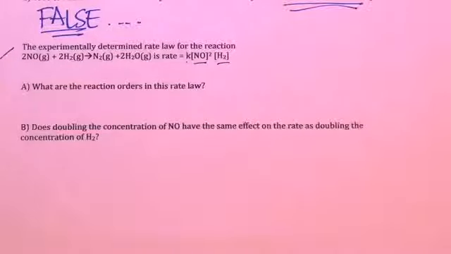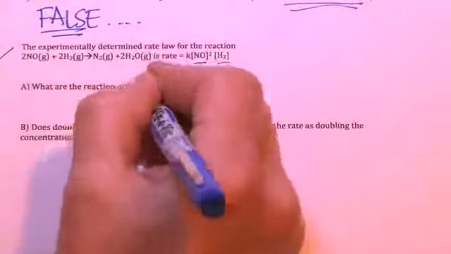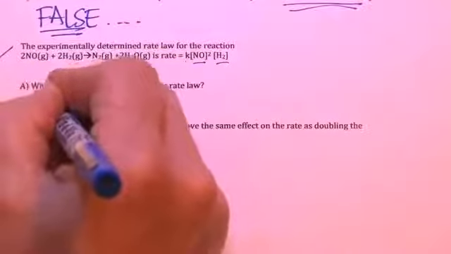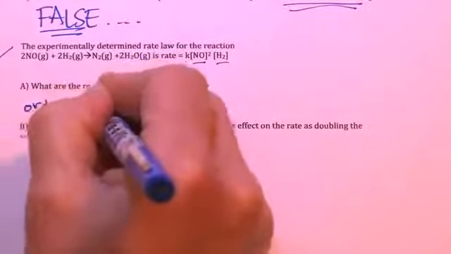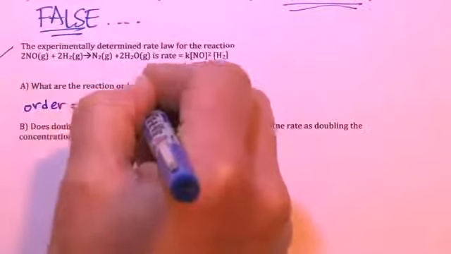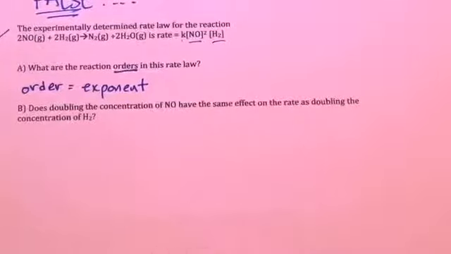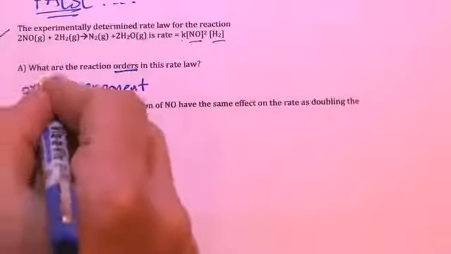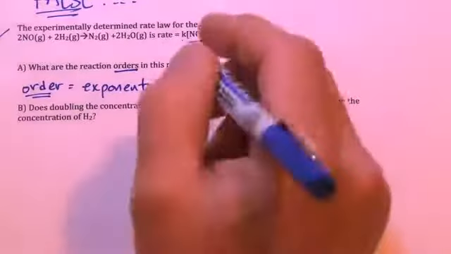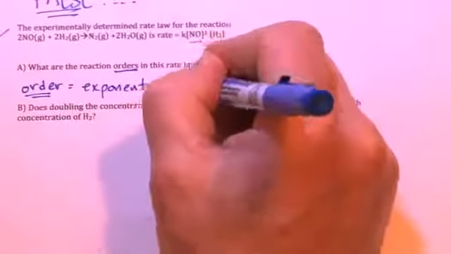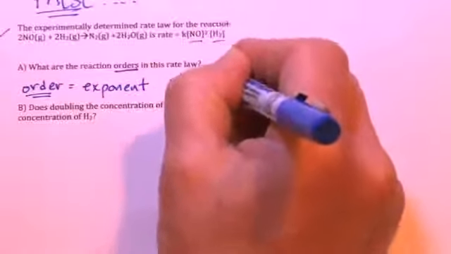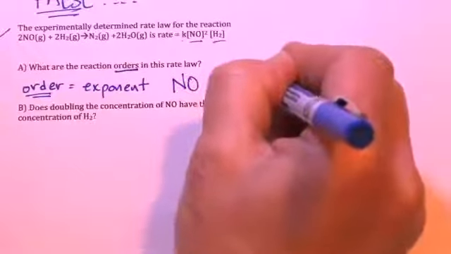What are the reaction orders in this rate law? Well, remember the word order means exponent. And get that into your brain right now, because order and exponent are usually used interchangeably in this chapter. Mostly we use the word order. And so if you look, NO is raised to the second power, so you say it's of second order.